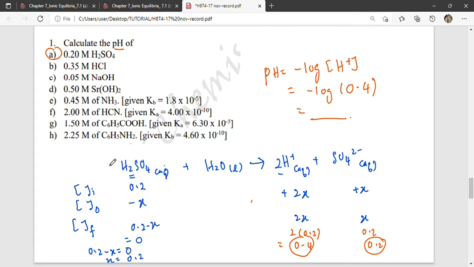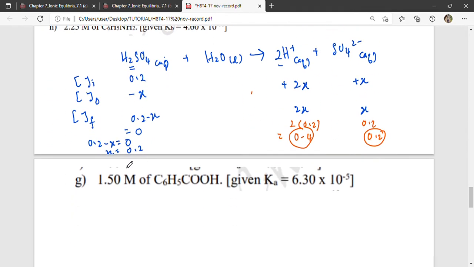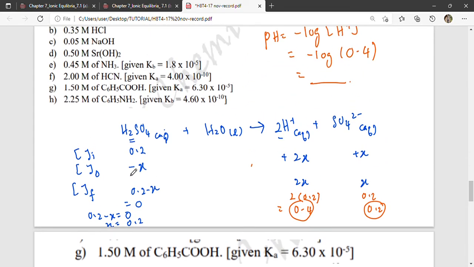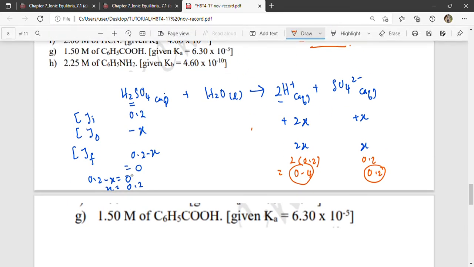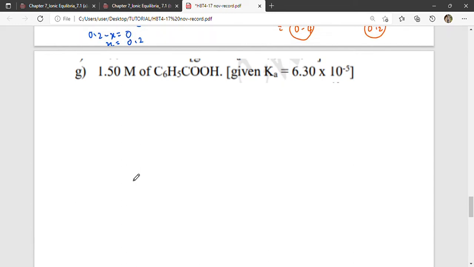Okay, so this is for sulfuric acid. So you can try a base and so on. Okay, so for question number 1, for question G, we use the value of Ka. So how do we solve the pH of 1.5 molar benzoic acid, given Ka?